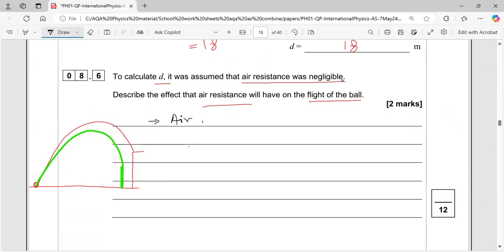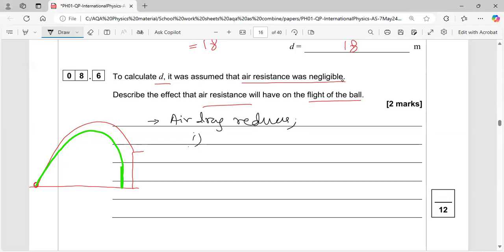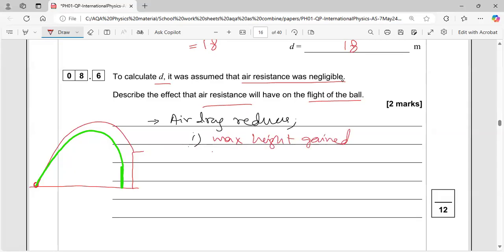We can say that air drag, number one, reduces the max height gained, like the object will not be able to reach the max height. Number two, it reduces the range as well. It fell short of the original bar. And number three, it reduces the horizontal component of velocity as well. The horizontal component of velocity at the end becomes zero. So that's how air resistance has an effect.